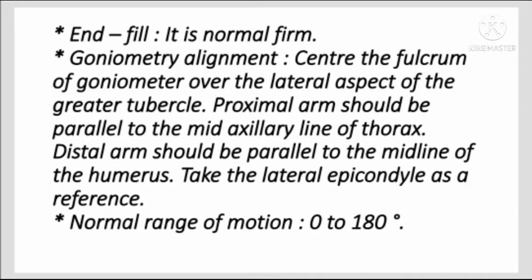End feel is normal firm. Goniometry alignment: center the fulcrum of the goniometer over the lateral aspect of the greater tubercle. The proximal arm should be parallel to the mid-axillary line of the thorax. The distal arm should be parallel to the midline of the humerus. Take the lateral epicondyle as a reference. Normal range of motion is 0 to 180 degrees.